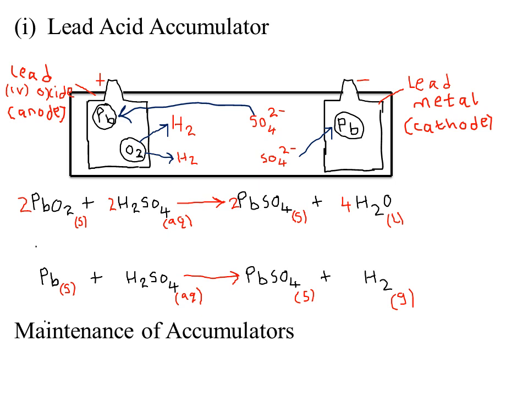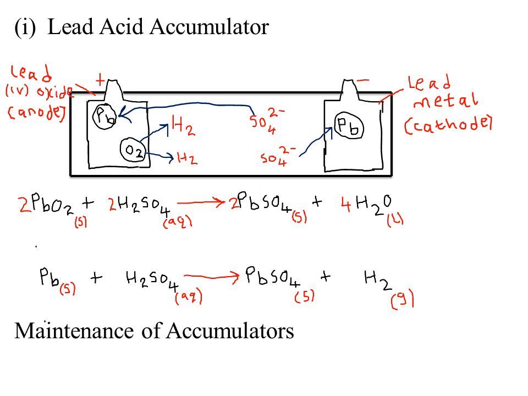This is called sulfation. So we are saying that the accumulator should not be left in a discharged condition for a long period, because if it is, the lead(II) sulfate deposits on the plates harden and cannot be converted back to lead(IV) oxide and lead. So this is called sulfation. So avoid leaving the accumulator in a discharged condition for a long time.